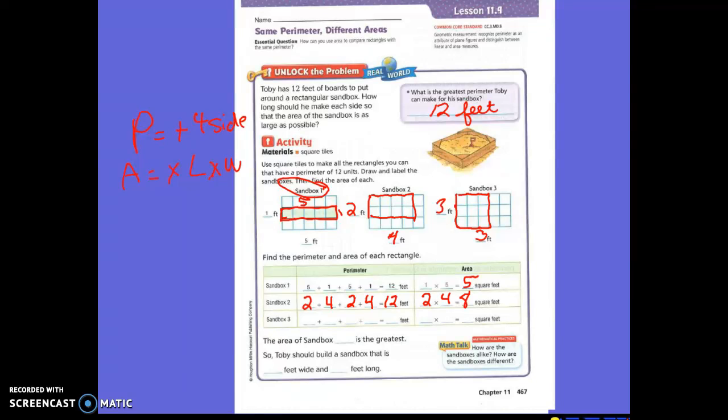Now, Edmund, sandbox 3, perimeter. What does perimeter mean? What does perimeter mean that we're doing?